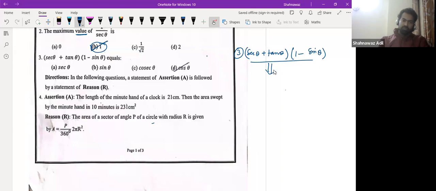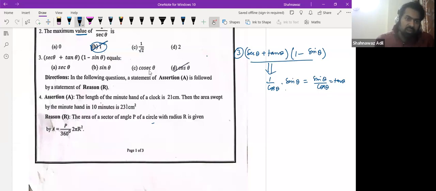I got one by cos theta and then sine theta, like the last value I got. Can I tell the whole thing? You got 1 by cos theta into sine theta. So this is sine theta by cos theta, right? This is tan theta that you are getting.